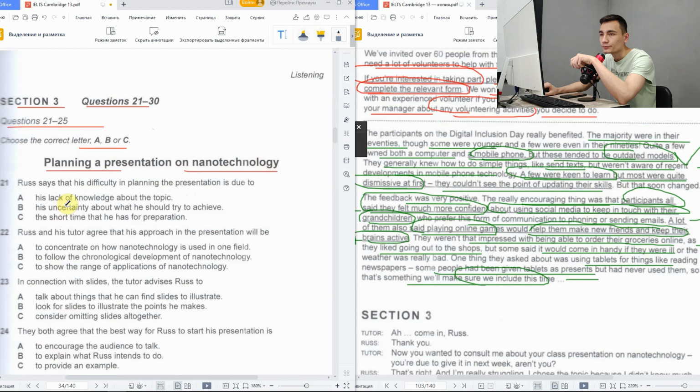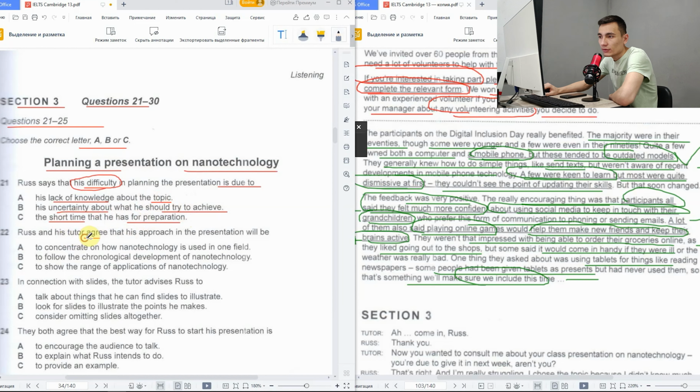Ross says that his difficulty in planning presentations is due to: lack of knowledge about the topic, uncertainty about what you should try to achieve, or short time, or a poor presentation.